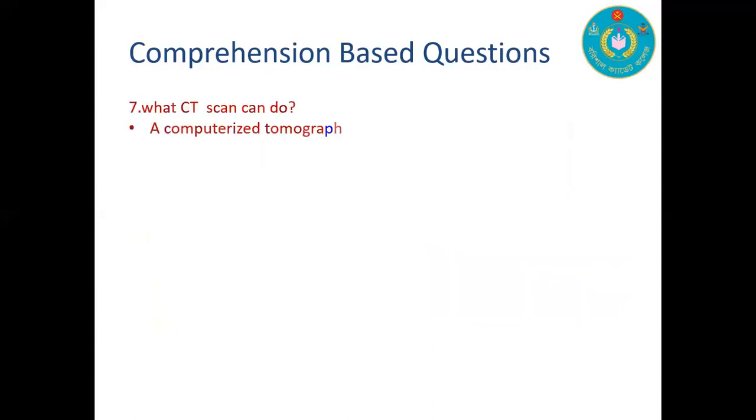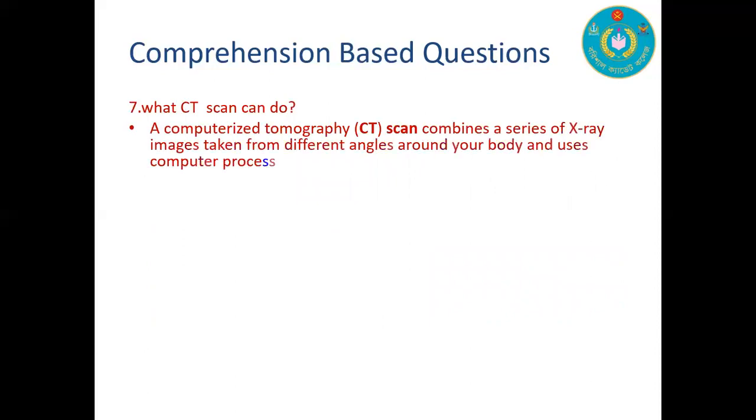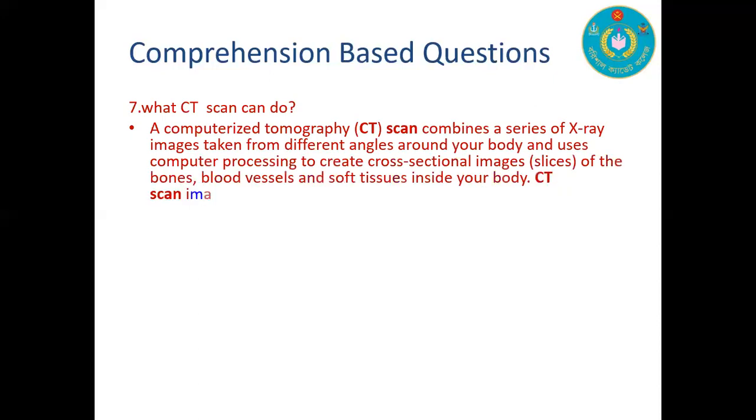Next question is, what can a CT scan do? A computerized tomography scan combines a series of X-ray images taken from different angles around your body and uses computer processing to create cross-sectional images of the bone, blood vessels, and soft tissues inside your body. CT scan images provide more detailed information than plain X-rays do.